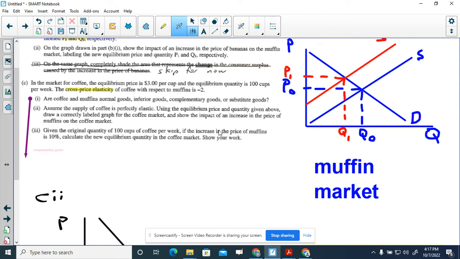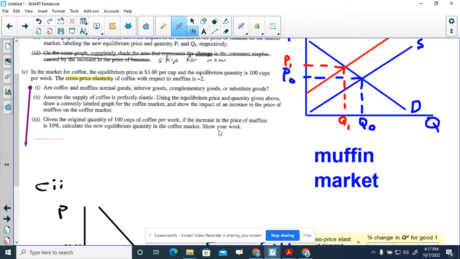Part C. In the market for coffee, the equilibrium price is $3 per cup. The equilibrium quantity is 100 cups per week. The cross price elasticity of coffee with respect to muffins is -2. So C1 is a really straightforward question. Are coffee and muffins normal goods, inferior goods, complementary goods, or substitute goods? And what they're looking for there is, do you understand cross price elasticity of -2 and what that means? That's all they're looking for there.